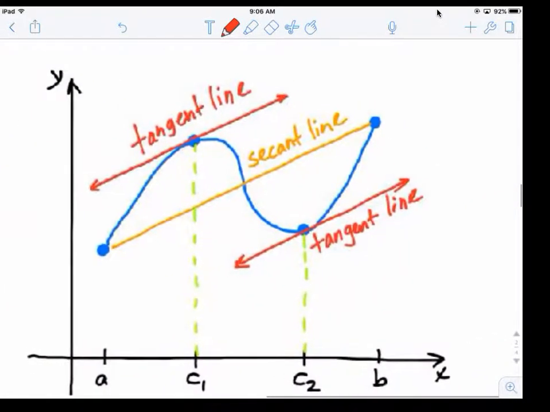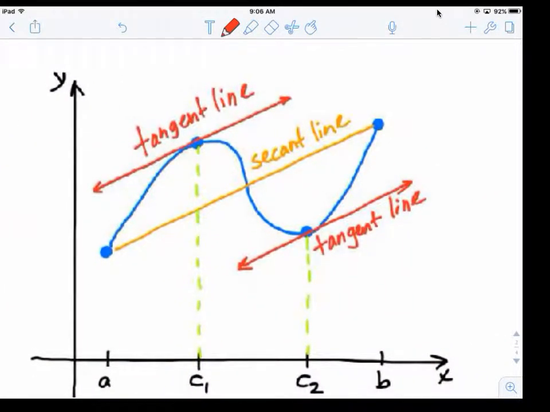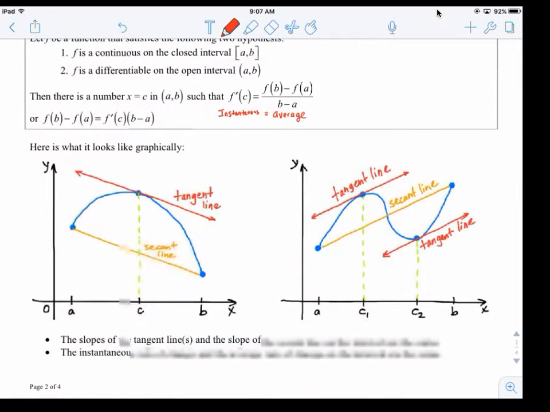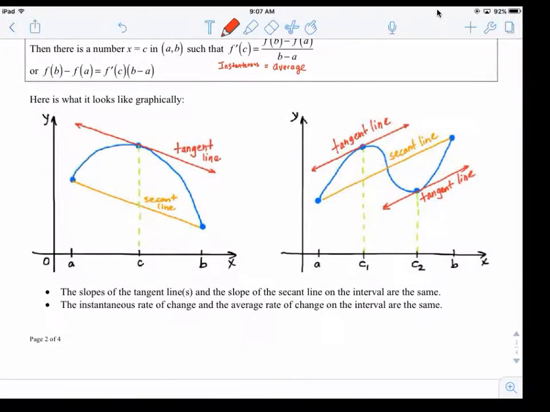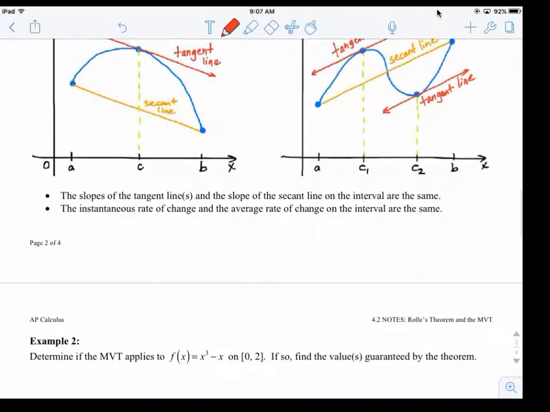All right, so if you look at the second one, that has a couple. It can happen in more than one place, right? This is happening in two places where your slope, your derivative, is equal to the slope if you were to connect a line from your two endpoints. So slopes of your tangent lines and slope of your secant line on the interval are going to be the same. Instantaneous rate and the average rate are the same.